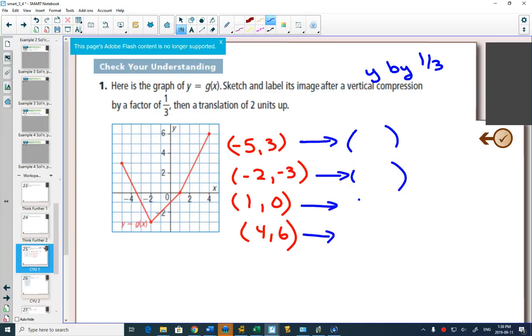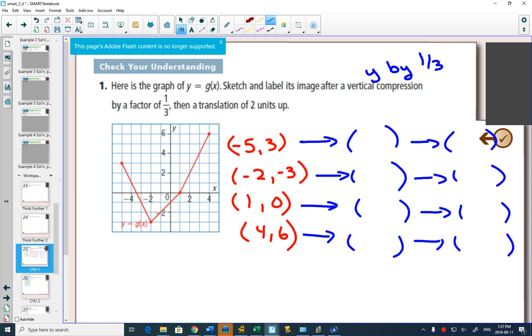I'm going to just have the whole setup here. 2 sets of arrows because we're always going to deal with our stretches, compressions, reflections first, and then our translations. In this case, we have both. We have a compression. Y is getting multiplied by 1/3. And then we have a translation. We're going to go 2 up.